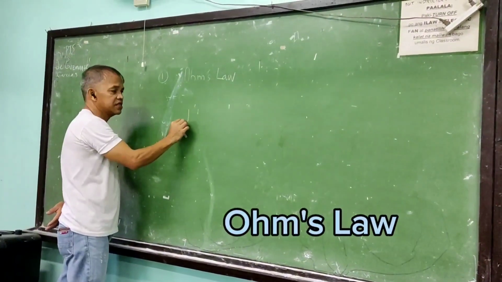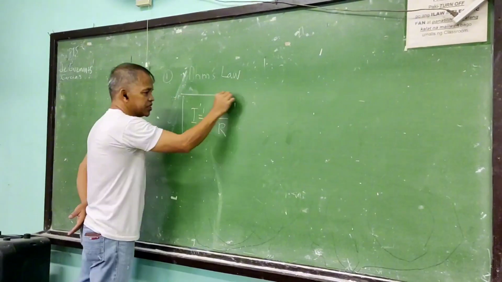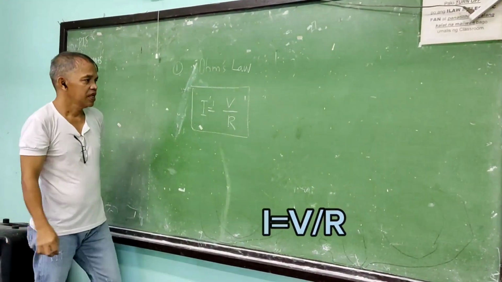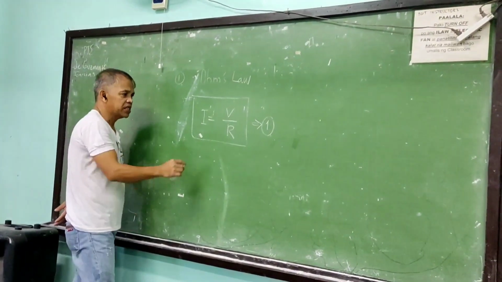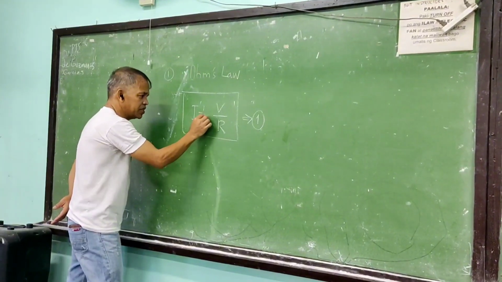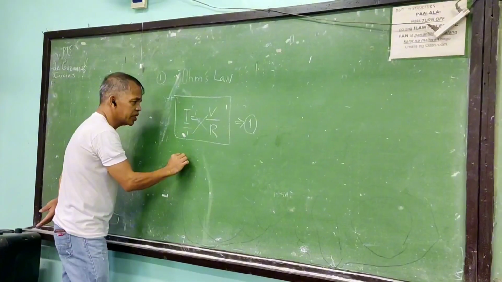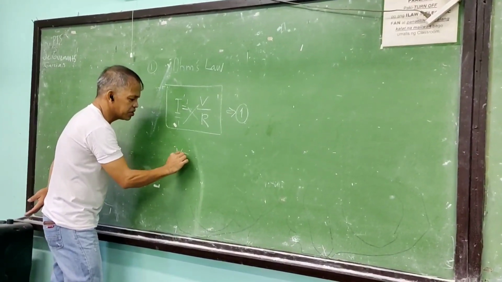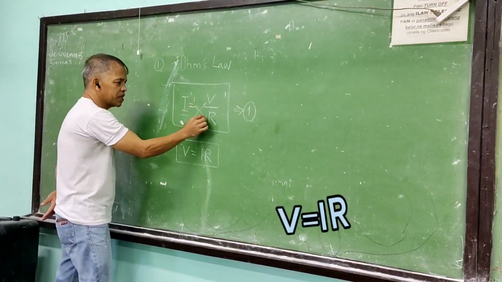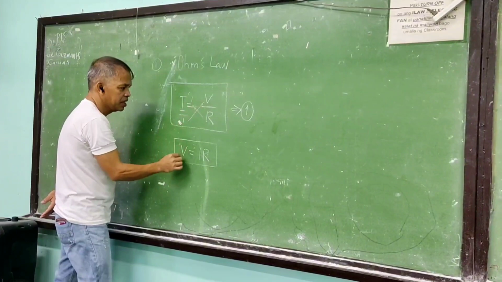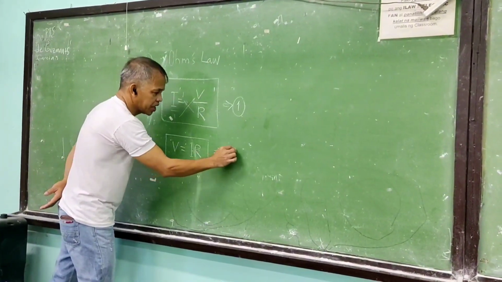Ohm's law states that the current is equivalent to the voltage divided by the resistance. This is your Ohm's law, and it will become your formula number one. By derivation and by cross multiplication, where this is divided by 1, we can see that voltage is equivalent to the product of current and the resistance. Cross multiplication: I multiplied by R, 1 multiplied by V. Therefore V is equivalent to I multiplied by R. This will become your second formula.